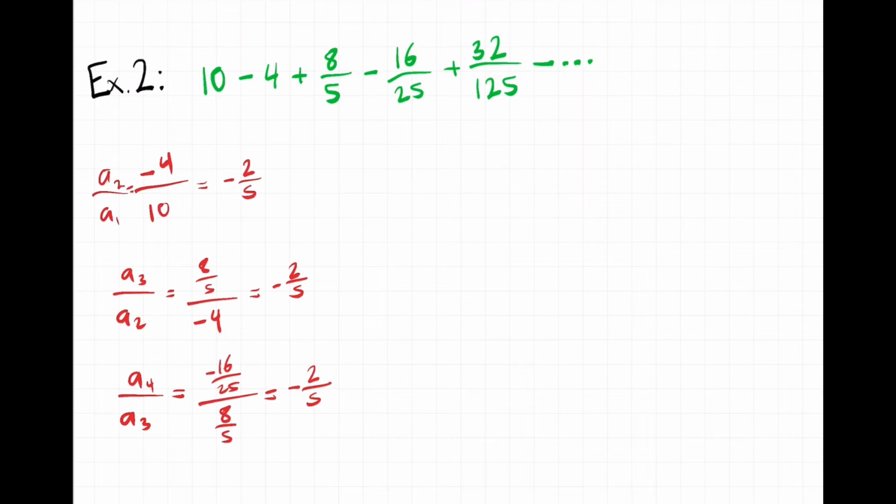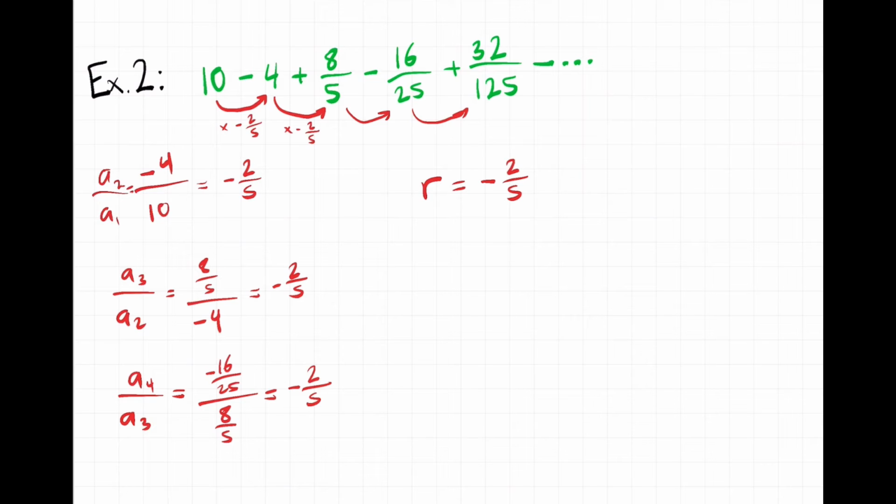So we can get from 10 to negative 4 by multiplying by negative 2 fifths. We can get from negative 4 to 8 fifths by multiplying by negative 2 fifths, and so on. So our r, our common ratio, is negative 2 fifths. It is okay to have a negative value for r. In a geometric series in which r is negative, the sign of the terms alternates back and forth, positive, negative, and so on. You could even start with a negative first term if you want to.